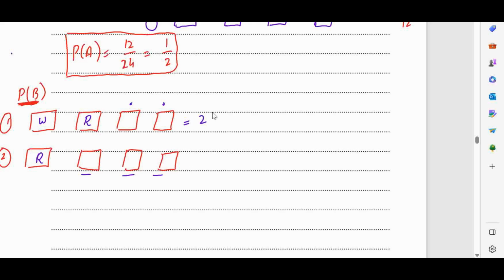So the arrangement must be equal to 2 factorial. And for the second case, this must be equal to 3 factorial. Now 3 factorial is equal to 6 and 2 factorial is equal to 2. If we add these two, this will be equal to 8. Now the probability of event B will be equal to 8 by total, that is 24. So this will be equal to 1 by 3.